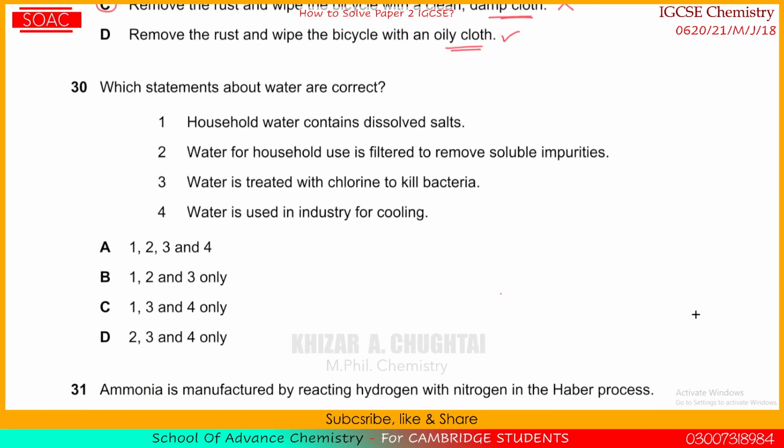Question number 30. Which statements about water are correct? Household water contains dissolved salt. Yes, it is correct. Water for household use is filtered to remove the soluble impurities. No.